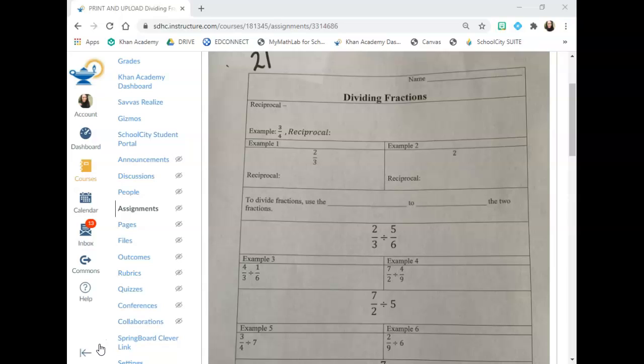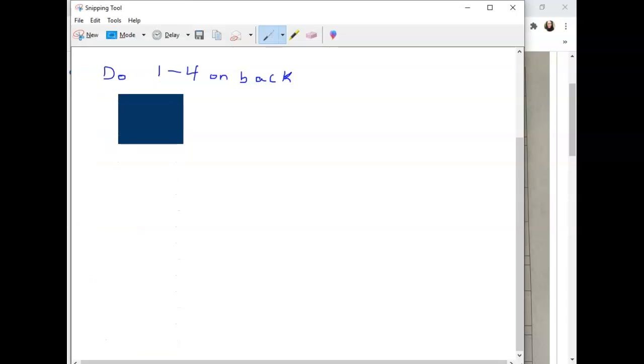The first thing we need to talk about is this idea of a reciprocal and what a reciprocal means. Well, a reciprocal, guys, and I need my snippet.